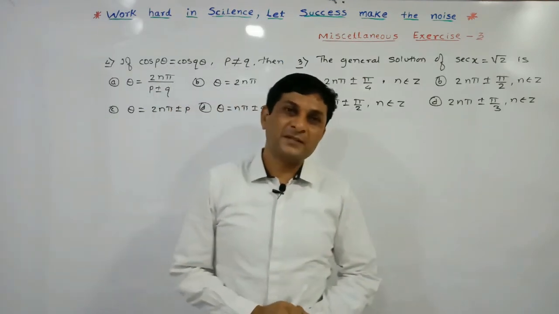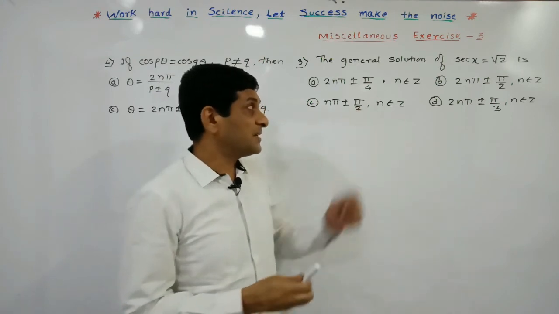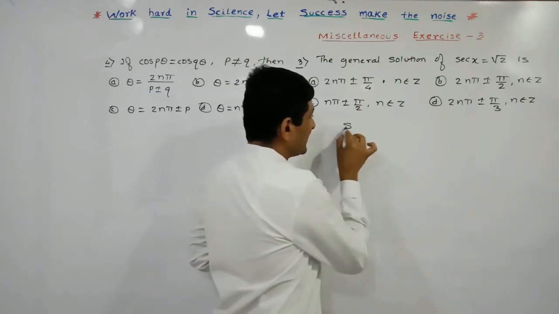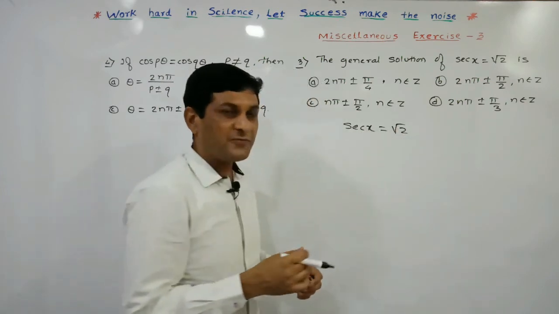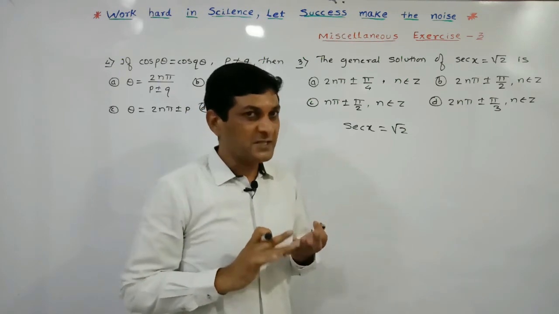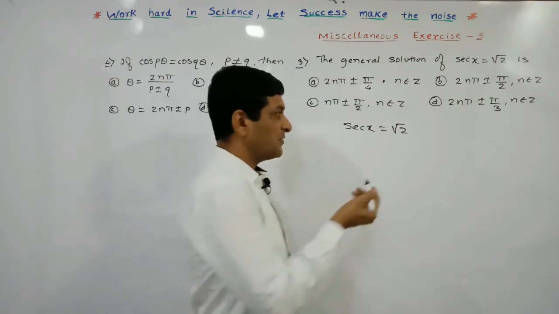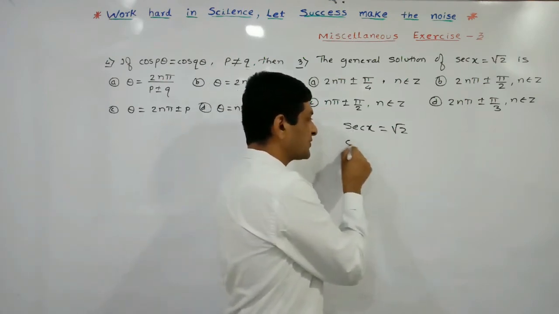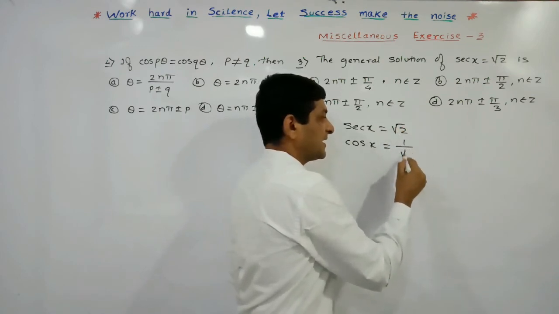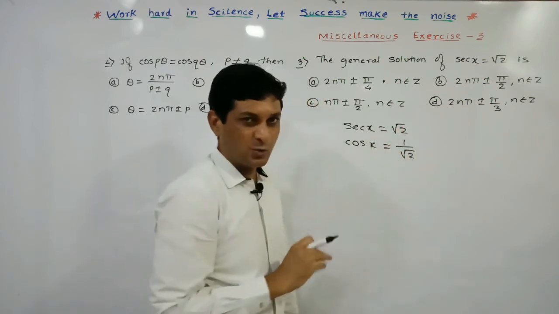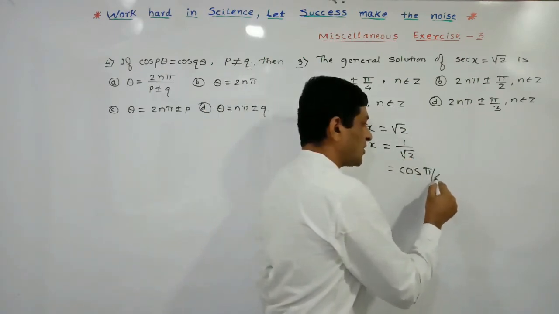See, in question number 3, we are finding the general solutions of the given trigonometric equation. Here the given equation is sec x is equal to root 2. Our formulas of general solutions are in terms of sine, cos and tan. That's why we are converting sec in terms of cos. For that purpose, simply take the reciprocal of both sides. On this side, the reciprocal of sec x is cos x, and on this side, the reciprocal of root 2 is 1 by root 2. 1 by root 2 can be replaced by cos pi by 4, means cos 45.